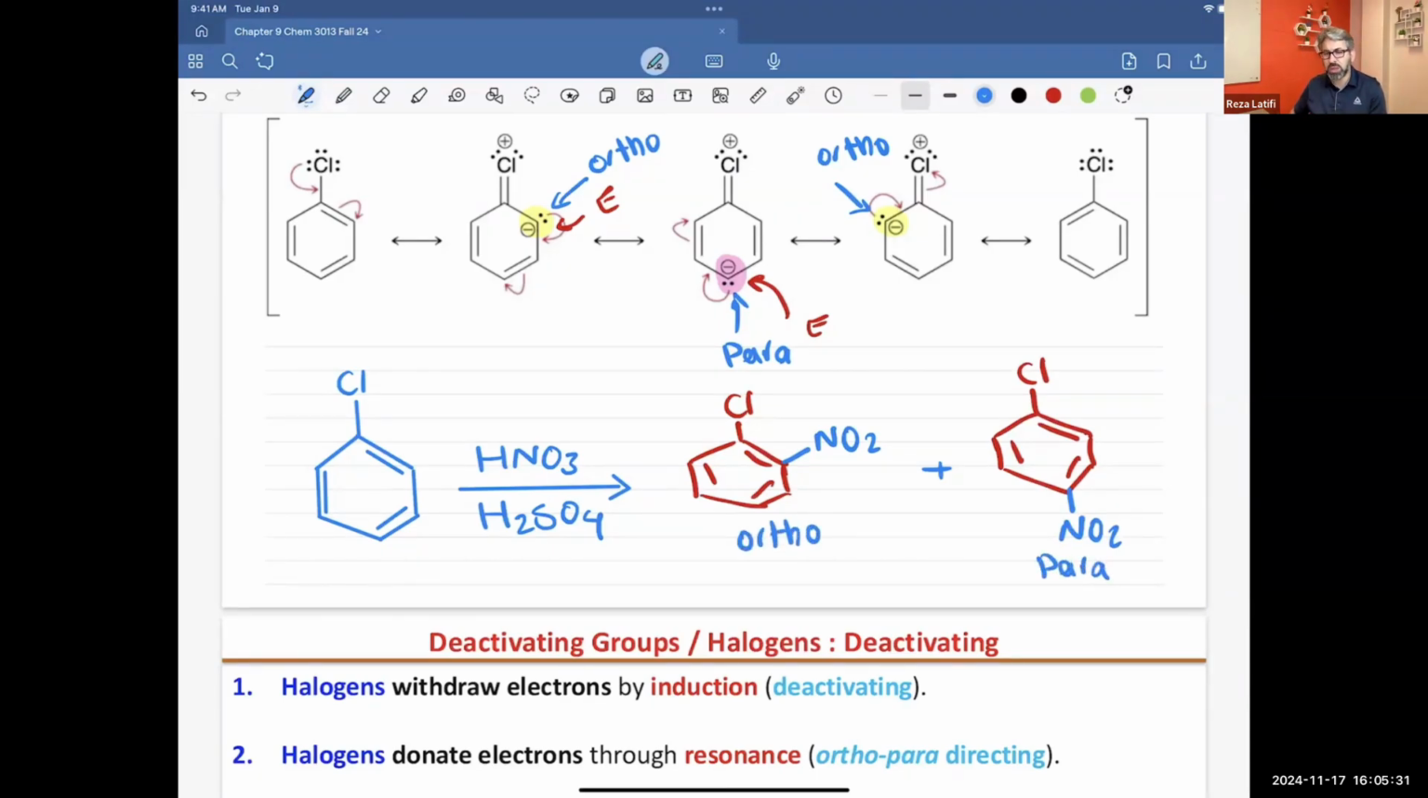Can I get a meta product? Yes, we will get meta product also, but I think it's going to be maybe around 1 or 2%. And so the product is going to be actually both of them, ortho and para. Okay, ortho and para. Meta, we will get a really, really small amount from it, around 1 or 2%.